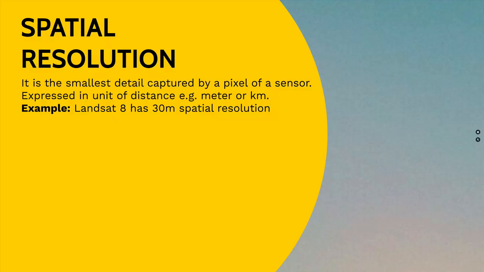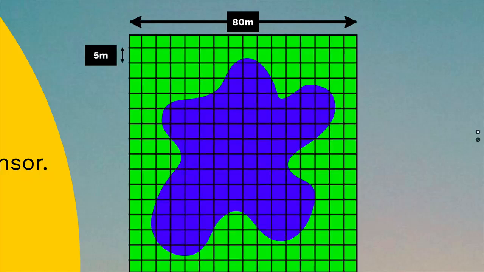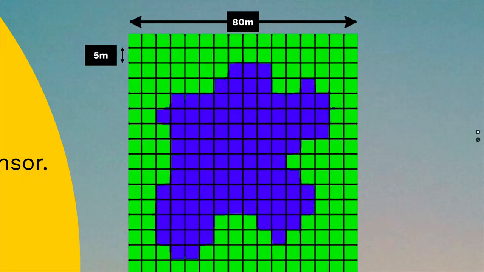Let us see this phenomena by means of an example. Consider this landscape of garden with a lake in between spread along a span of 80 by 80 meter area. If we capture an image with 5 meter resolution for this area, the captured image would look like this. You can observe that unlike the actual landscape with smooth curves, the elements in this image have rough sides.